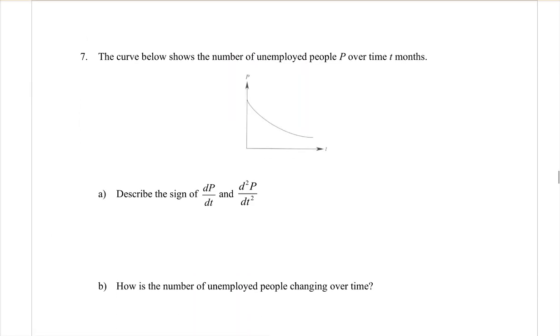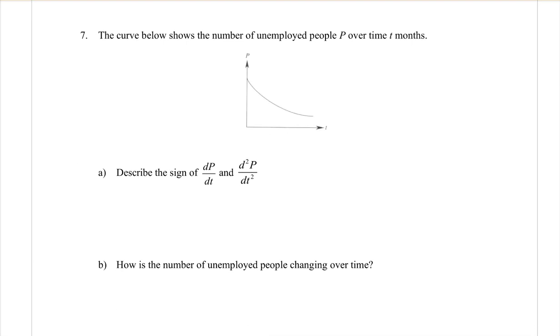Question 7. The curve below, and this question is a little bit of a test of your understanding of what all these different things mean. You're not drawing anything, you're not going to be differentiating anything, but can you interpret stuff from the graph that you've been given? It says the curve below shows the number of unemployed people, P, over time T months. Describe the sign of the first derivative, because dP over dT is the first derivative, and d squared P over dT squared is the second derivative. So the first derivative is the gradient. What is happening with the gradient of that curve?